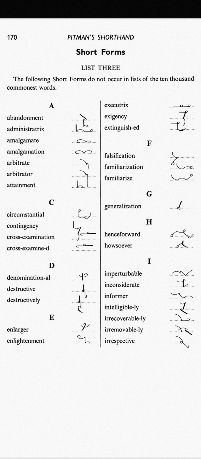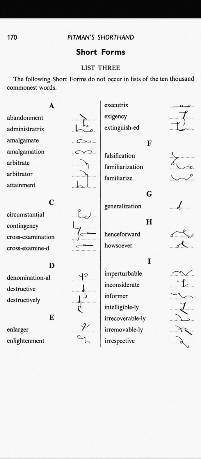Henceforward, H stroke on the line, N stroke with S circle with F stroke on the line with V halved here. Howsoever, upward H on the line with S circle with V on the line. Imperturbable, M stroke above the line, PR halved here on the line and upward R is used here.